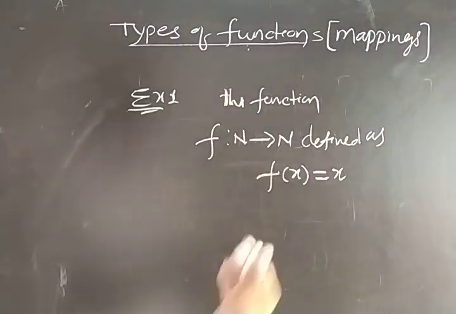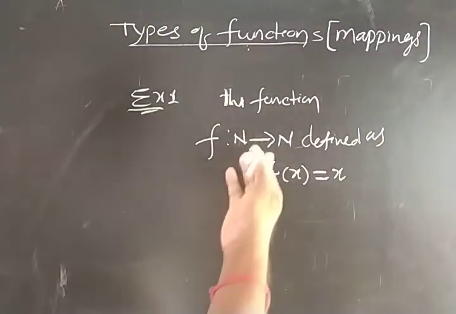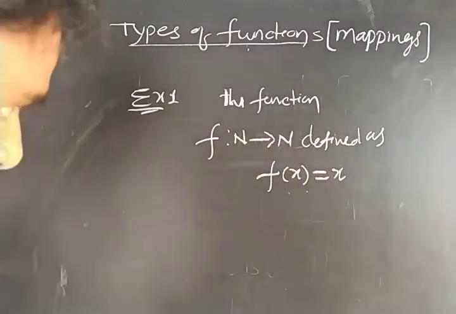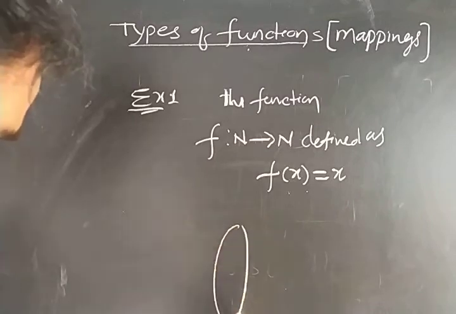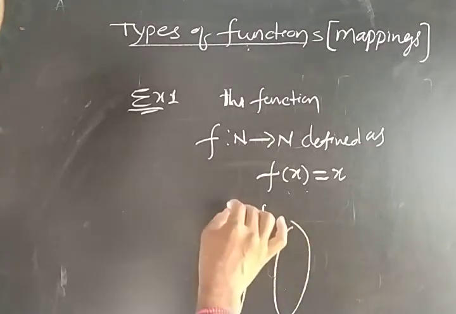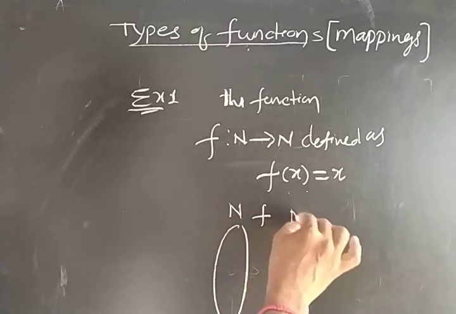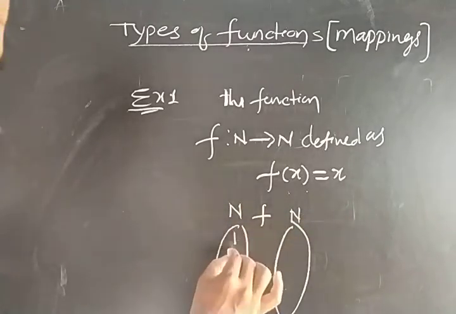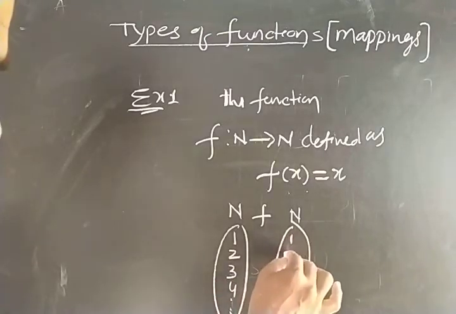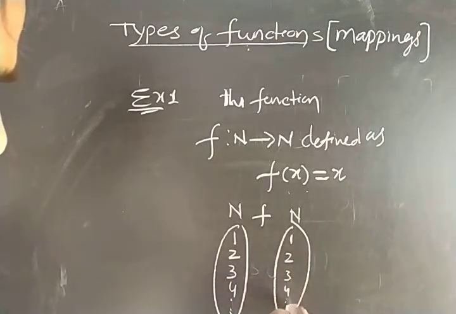Now I am giving an example with a definition. We have one function with definition f of x equal to x. Now I am going to check whether this function is 1-1, onto or bijective. First of all, to check this, what do we have to find? We have to find the images of the domain elements. This is the domain, this is the codomain. The domain is natural numbers, that means it contains 1, 2, 3, 4, and so on.